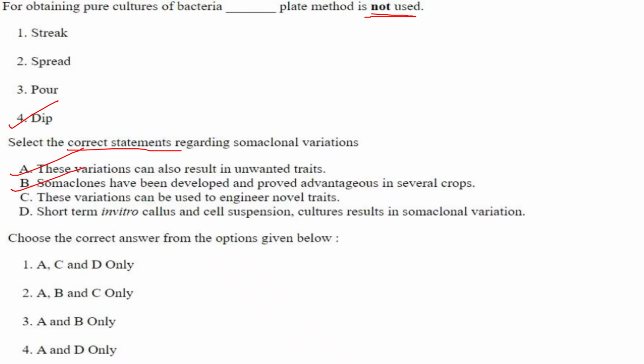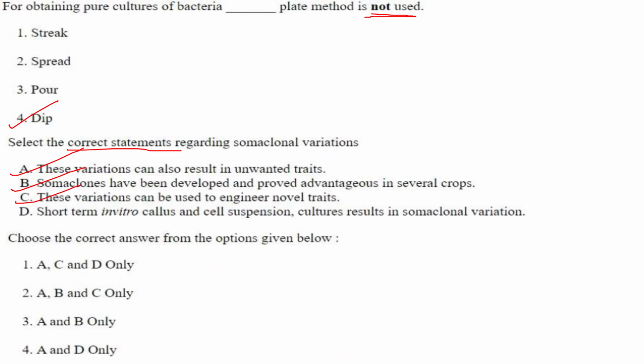Then these variations can be used to engineer novel traits. Yes. Once you get a somaclonal variant, maybe for a disease resistance, you can isolate the gene from this somaclone and you can transform another plant which is not having this disease resistance character. So it is a source of variation that can be used to engineer novel traits.